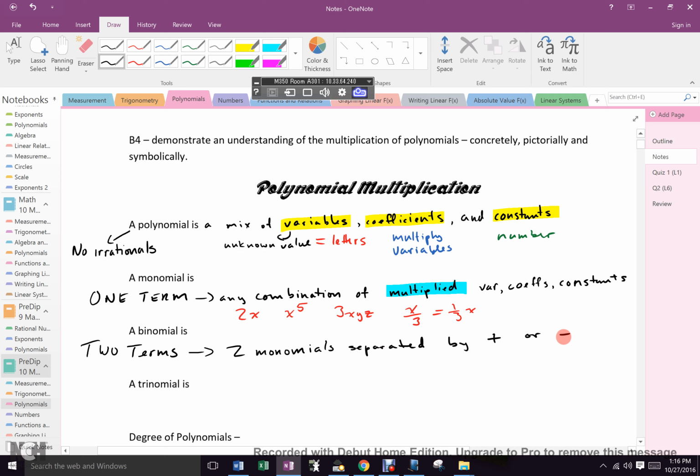Cool? So in red, we'll do a couple of examples. 2x minus 5. Monomial, 2 times x, one term. 5, technically 5 times 1, one term, separated by subtraction. Got it?